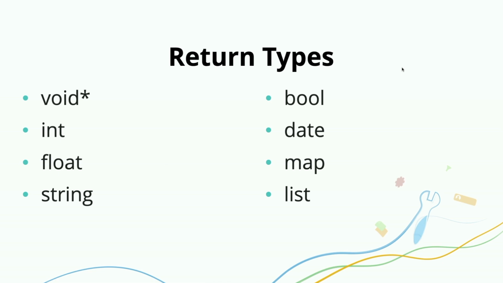So if it's a Boolean, it's a bool. If it's a date or a time, you write date. If it's a map or a list, you write map list. If it's a decimal, you write float. If it's an integer, you write int. And then finally, there is void.